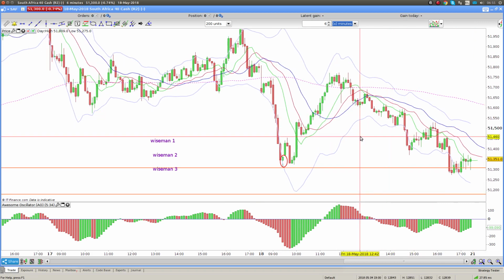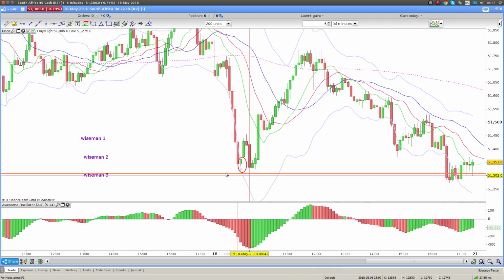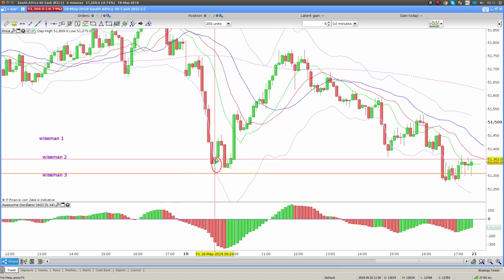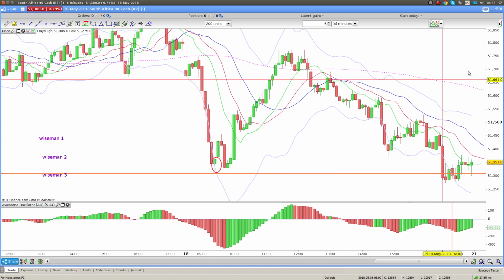So, wise man number one. I have a signal bar. Now the signal bar is happening near a level. That is my first scenario that I need to look for. It is definitely near a level, therefore I can pay a little bit of attention to it.